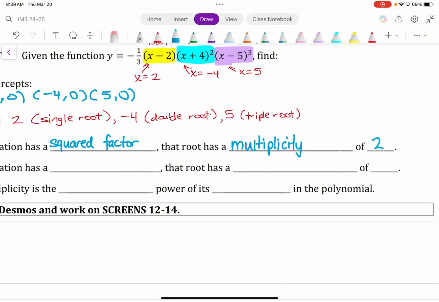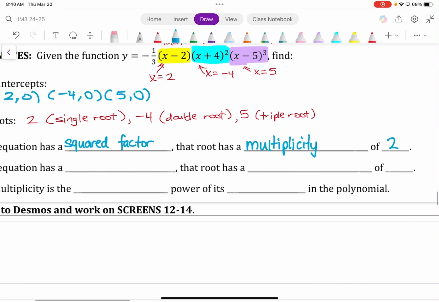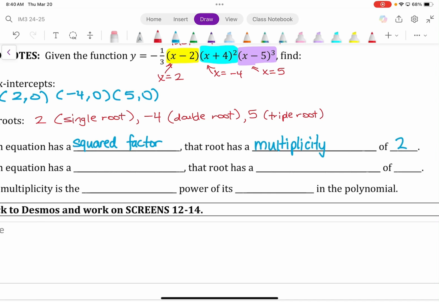Now think about what multiplicity could mean in this scenario. Multiplicity kind of sounds like multiplication. And what essentially we're trying to tell you is if you have a multiplicity of 2, it means that it's happening twice. It's repeating. Okay, it's being multiplied by itself 2 times. That's kind of what we intend to say when we say multiplicity. Okay, so keep that in mind. The next one is going to be when an equation has a cubed factor.